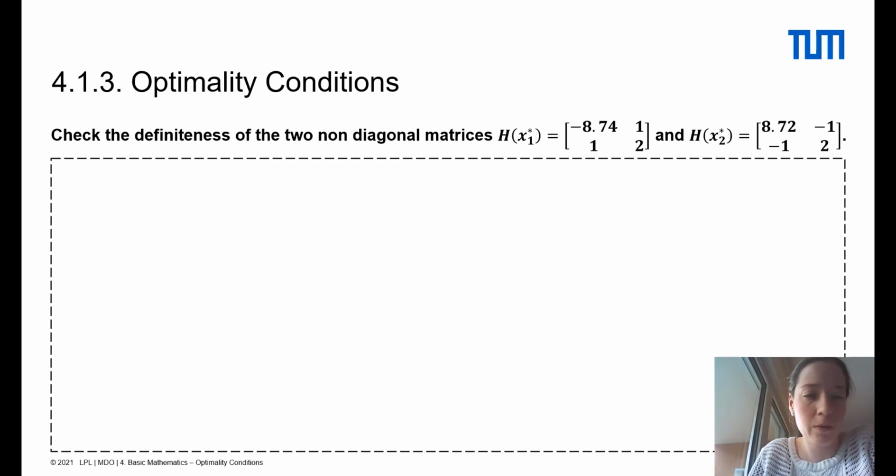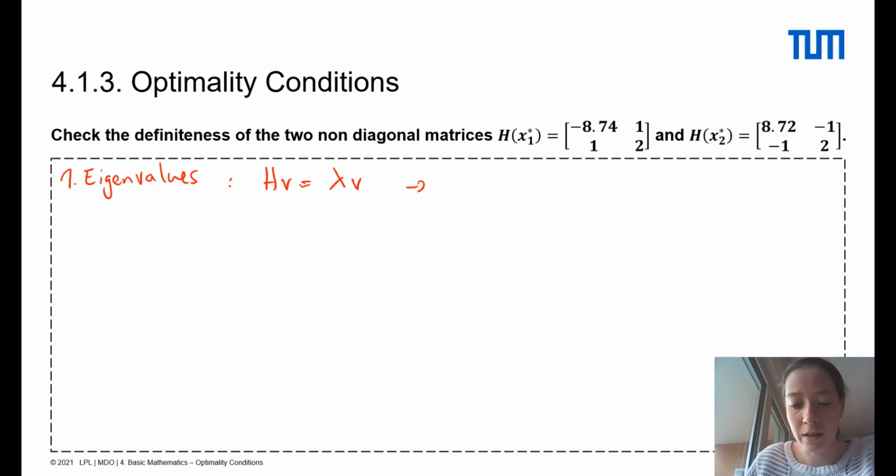We have more than two methods, but we'll try two different ones. First, we're going to compute the eigenvalues. The general eigenproblem for the Hessian is H times v equals lambda v. So we compute the eigenvalues by setting the determinant of the eigenproblem to 0.